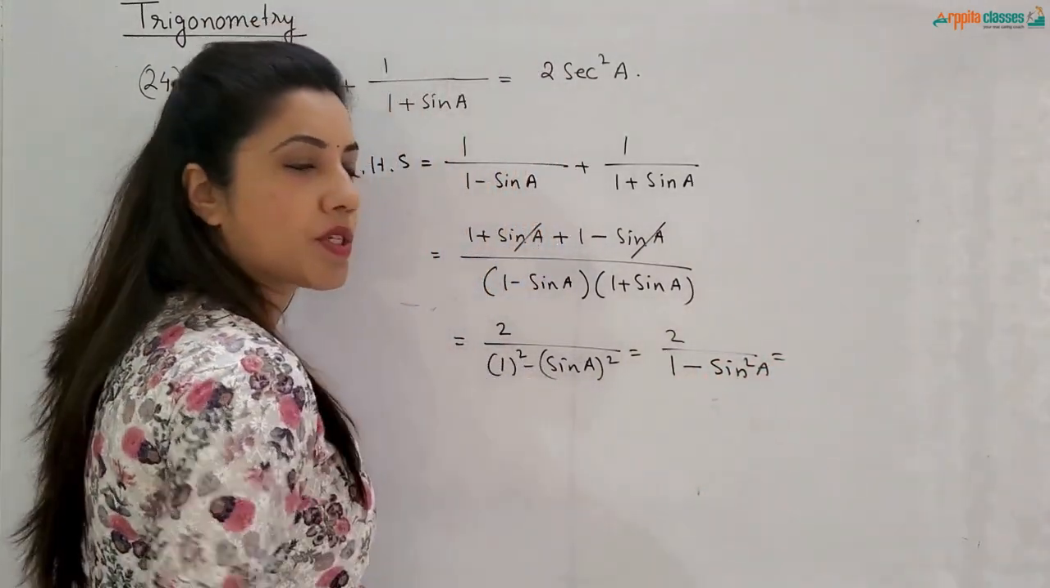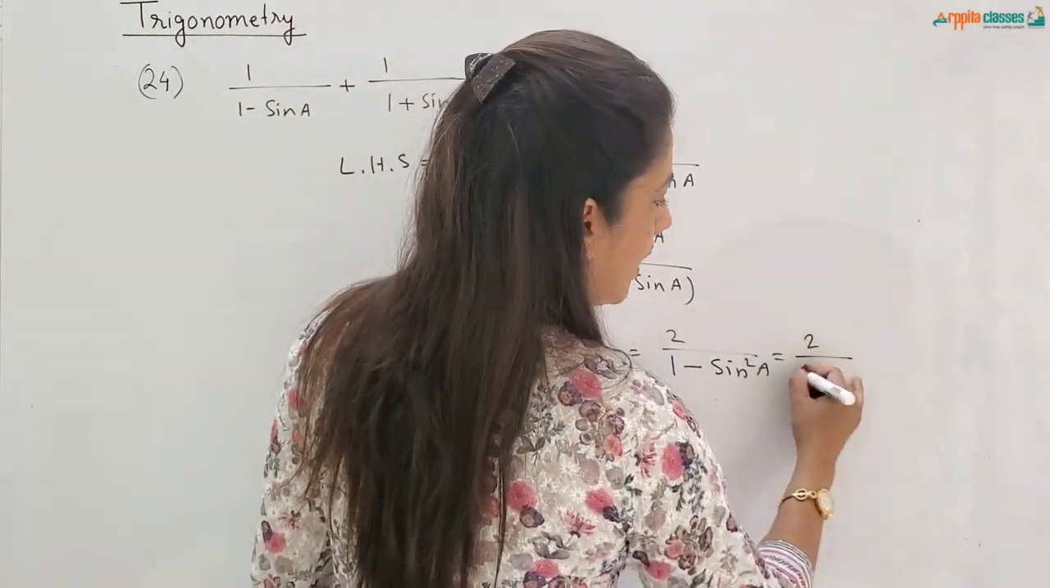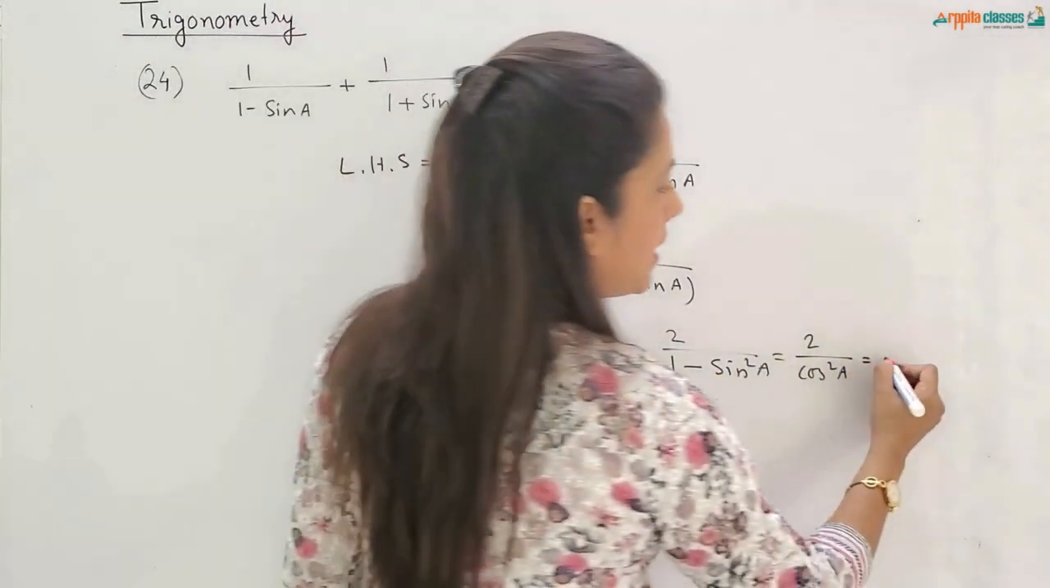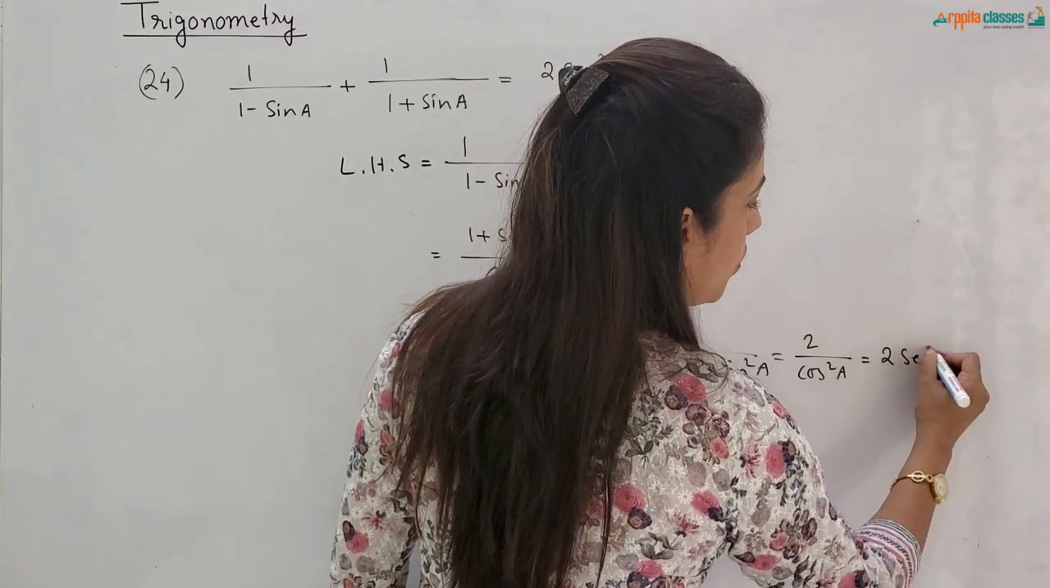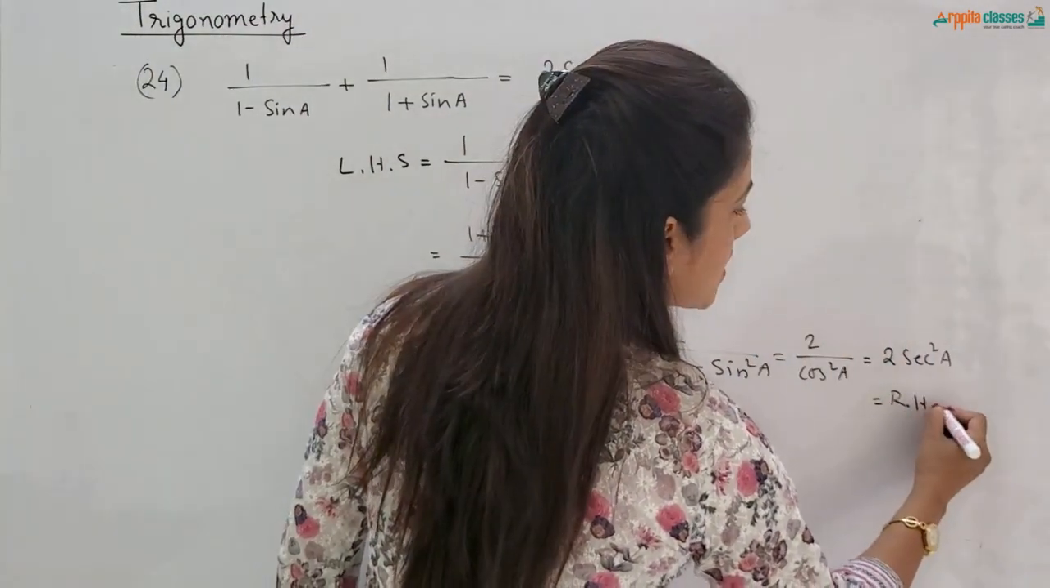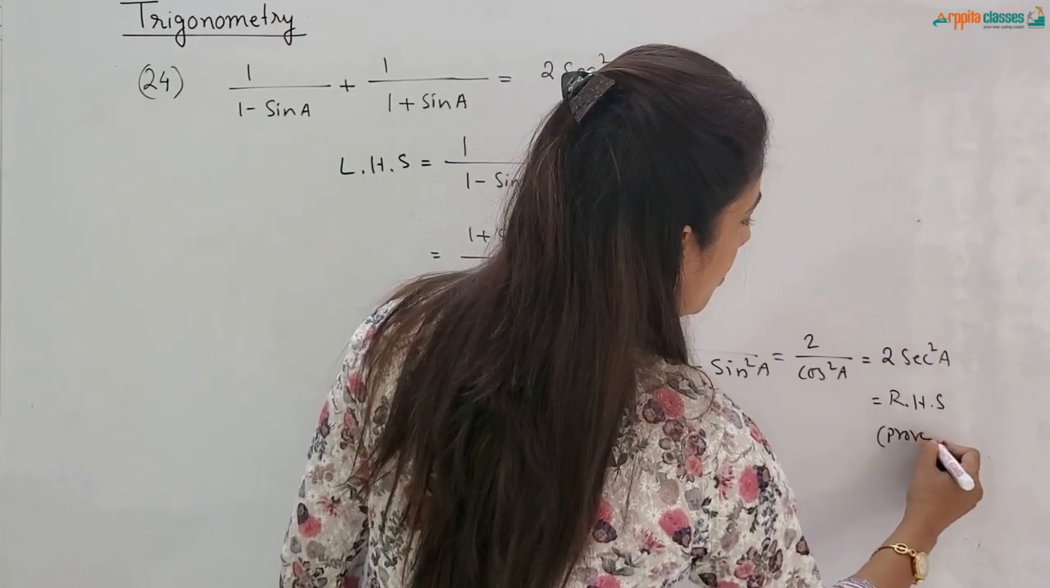Now 1 minus sin square A can be written as cos square A. So it is 2 upon cos square A, and 1 upon cos square A is sec square A. So it will be 2 sec square A. Now look at your right hand side, we got it. So it is equal to the right hand side. Proved.